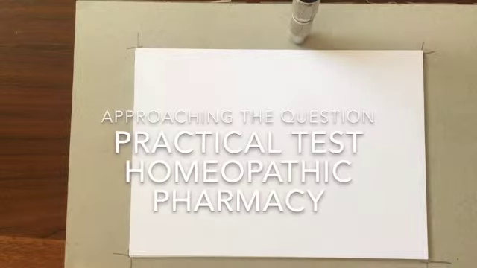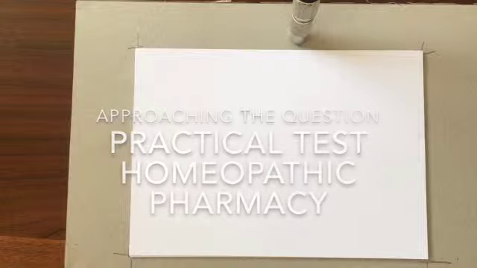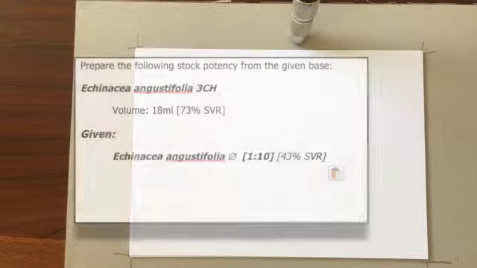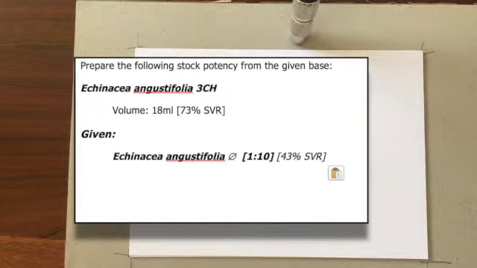Just some ideas on how to approach a practical test, how to approach the questions you're given, which are quite different to the way they appear in the practical. Okay, so the question starts off at the top with generally something like, prepare the following remedy like baryta carb in such and such potency.